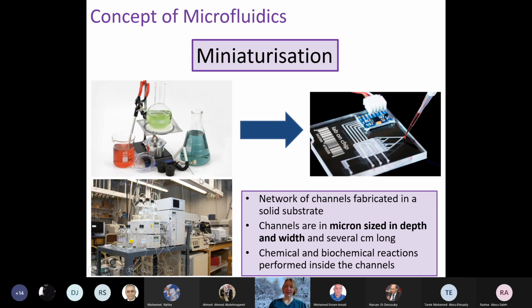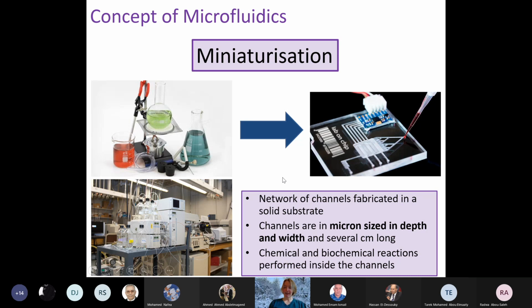So these sort of big flasks that we do reactions in the laboratory that have several milliliters or liters of volumes of liquid, and moving them onto something much smaller to basically improve what we're doing. And the same for some of the instruments that are based around fluidics. So this is an HPLC machine for doing analytical science. We can miniaturize it down onto something the size of a microscope slide, basically.